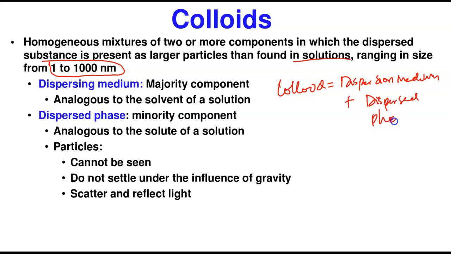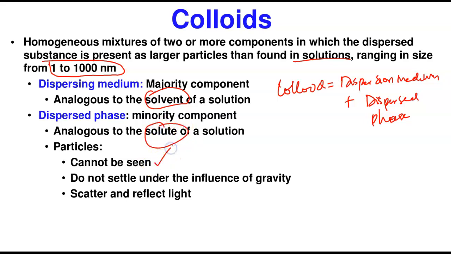So in this case, we don't use the solute and the solvent anymore. Dispersed medium simply means the majority component, which is analogous to the solvent in a solution. And the dispersed phase simply means the minority component, which is analogous to the solute in a solution. Now, what are the properties?